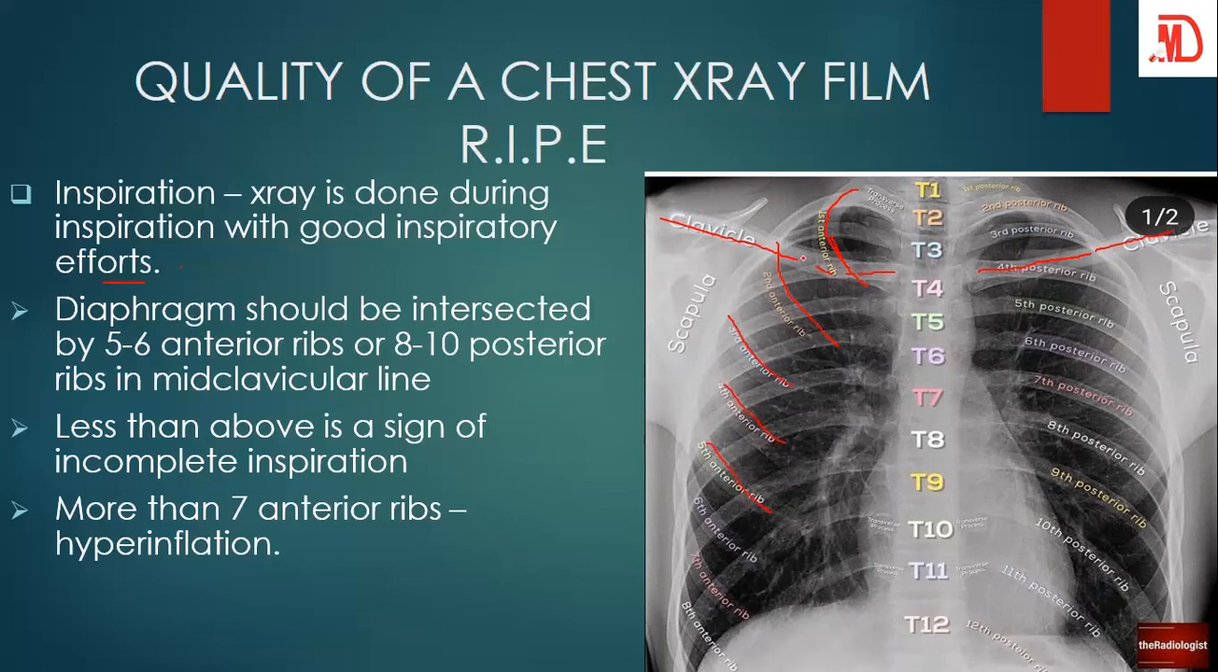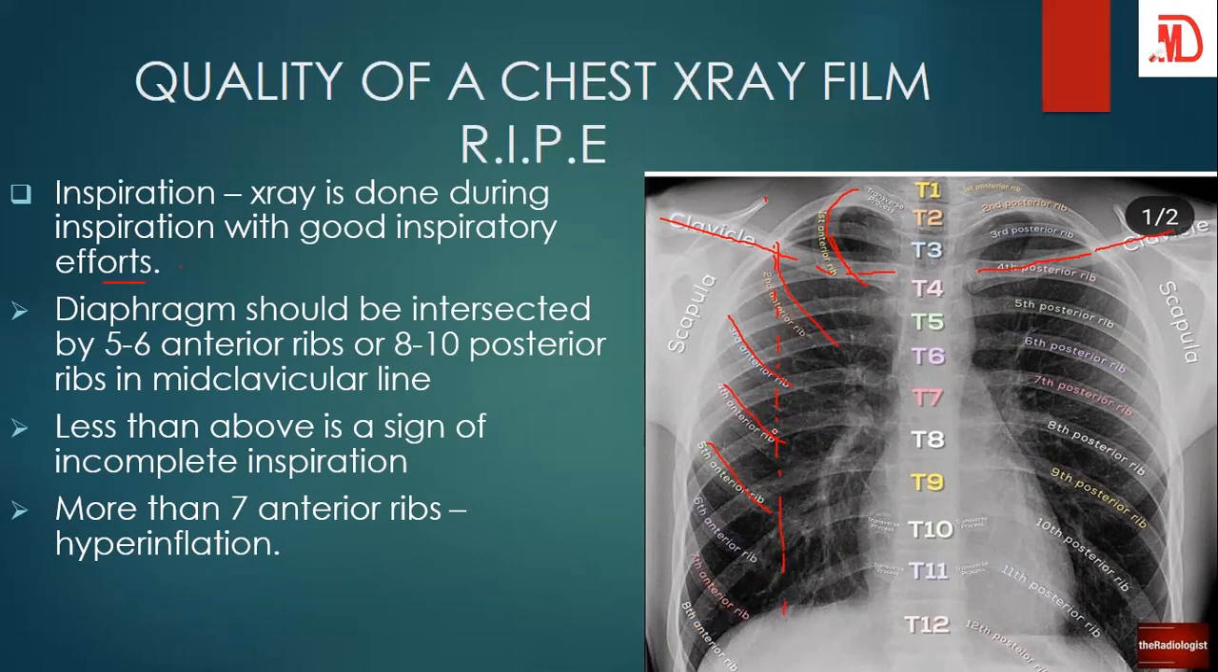If this is the clavicle, the mid-clavicular line should be somewhere here, right? Good. All right. Even though we can see the sixth anterior rib, the seventh, and even the eighth, it doesn't mean that this person has over-inspired; it means he has under-inspired. Just because you have 7 or 8 or more. No, we said mid-clavicular line. So 6 and maybe 7, right?